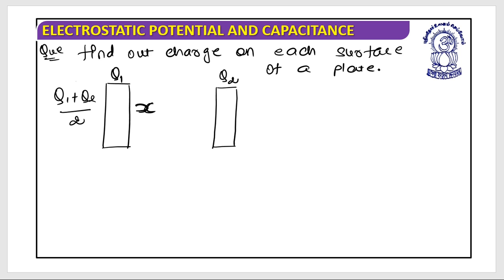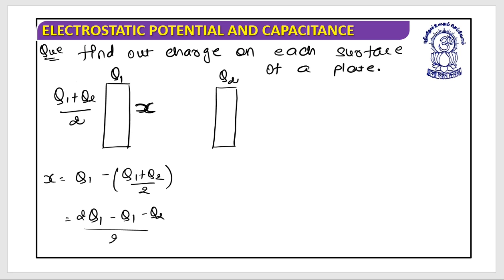So charge on this side would be the remaining amount from q1. Now what is it? So what I can write is x is equal to q1 minus (q1 plus q2) divided by 2. So this would be equal to (2q1 minus q1 minus q2) divided by 2, and this 2q1 minus q1 is q1, so it is (q1 minus q2) divided by 2. I hope these things are clear to you.